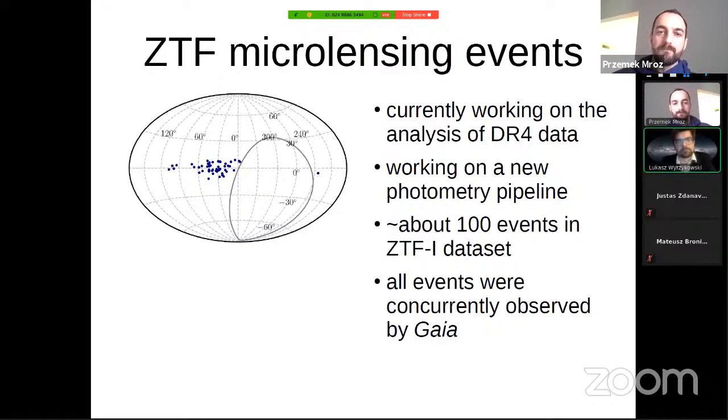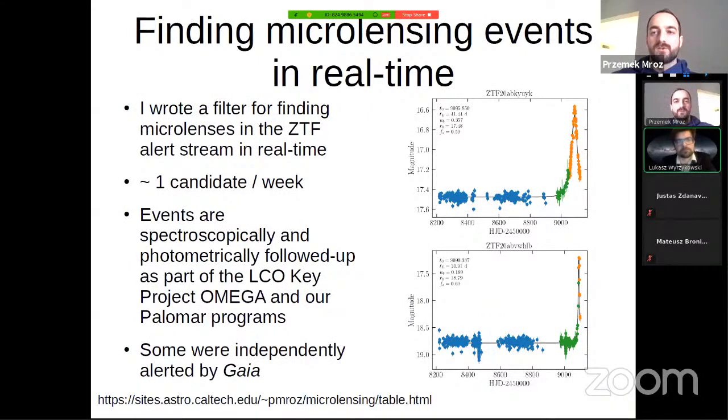I am also searching for microlensing events in real time in the ZTF data. So here are some example light curves. Usually there's 1, 2 candidates each week. It of course depends on the time of the year, visibility of the galactic plane, and so on. Our microlensing candidates are spectroscopically observed either by using our own Palomar Caltech programs or as part of the LCO Project Omega, about which you will hear later from Etienne.